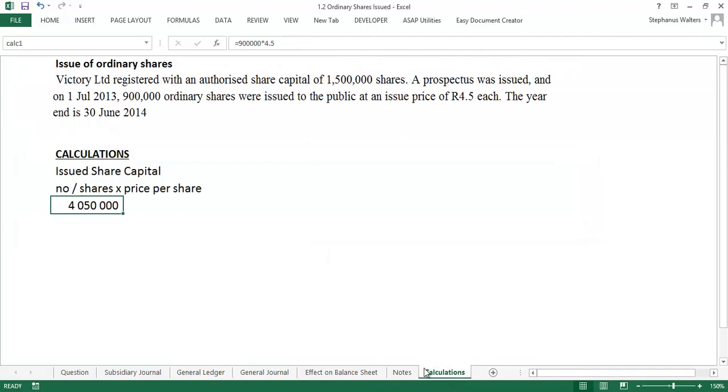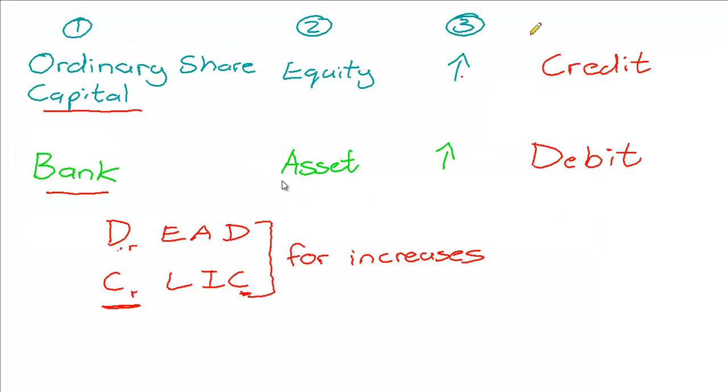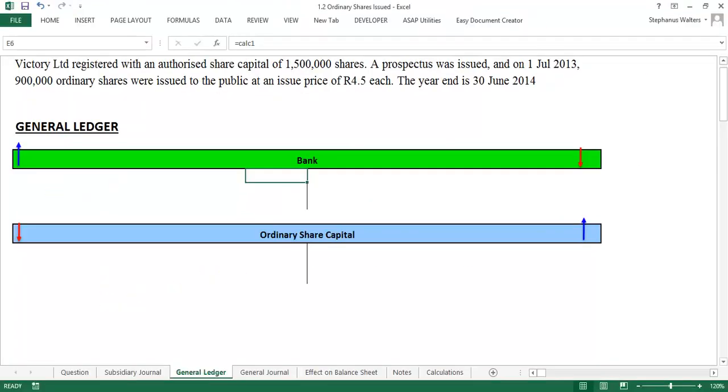So now, where do I need to put the amount? We've already determined the amount of 4.05 million. Does that need to go on the debit or credit side of bank? Well, we know our bank increased, and we already determined the debit here. So we're going to put the 4.05 on the debit side of my bank. There we go. And the credit, remember, every debit must have a credit. That's the first rule of accounting. And that's going to go on the credit side. Right, so there's my debit and my credit.